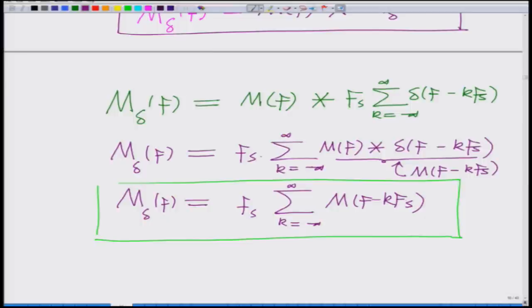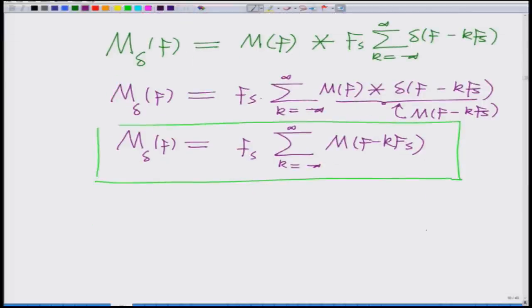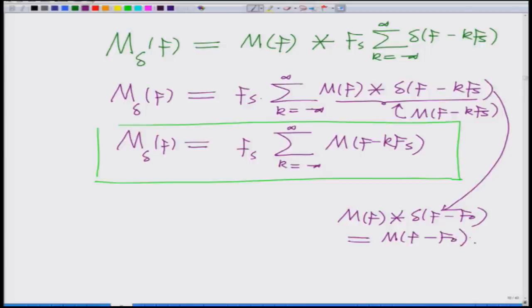What you are doing here is something very interesting. First let me elaborate. The property that we have used here should be very familiar to you: M of f convolved with delta f minus f naught simply shifts M of f to f naught. So, M of f convolved with each delta f minus k Fs simply shifts each M of f to k Fs. So you are shifting this spectrum M of f to each k Fs, that is, each k times multiple of the sampling frequency Fs, and at each you have a copy of this original spectrum M of f. You are summing all these copies. So, the spectrum of the sampled signal will be the sum of the copies of the original spectrum M of f shifted to every multiple of the sampling frequency Fs.